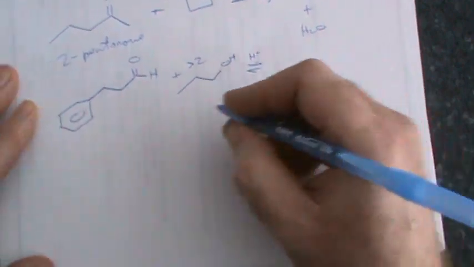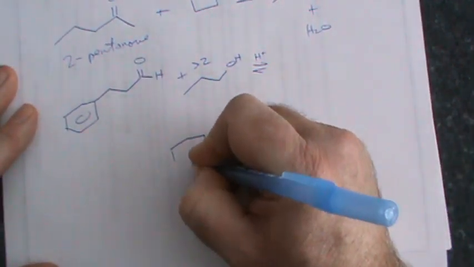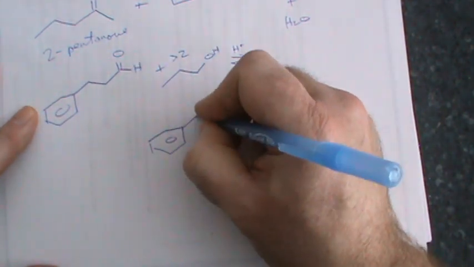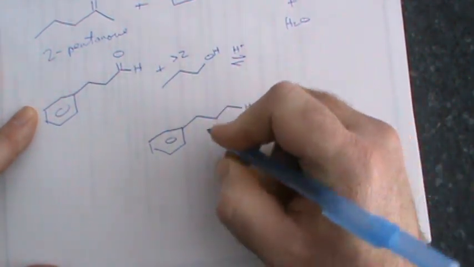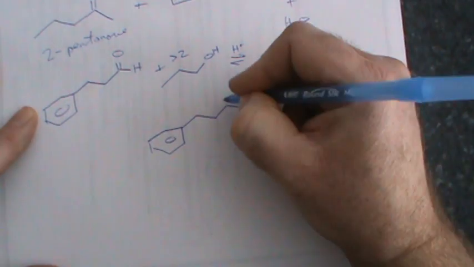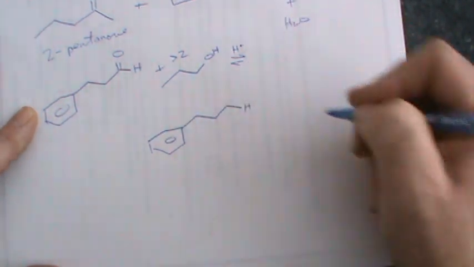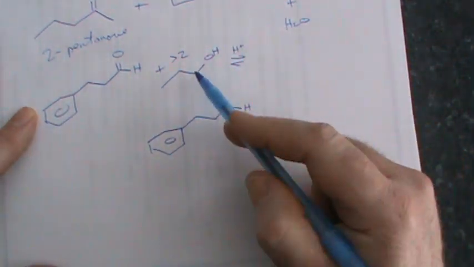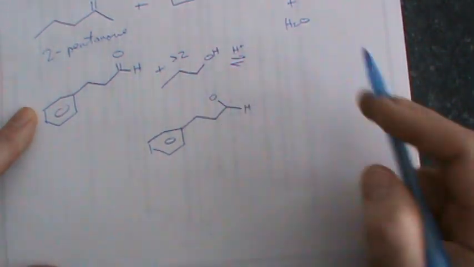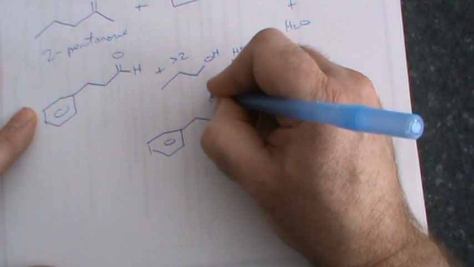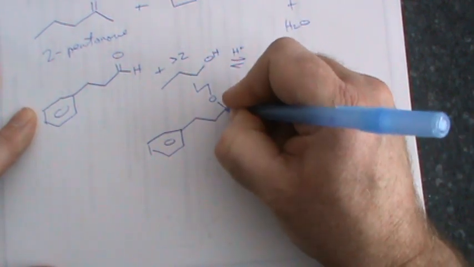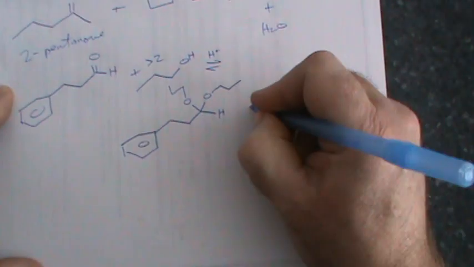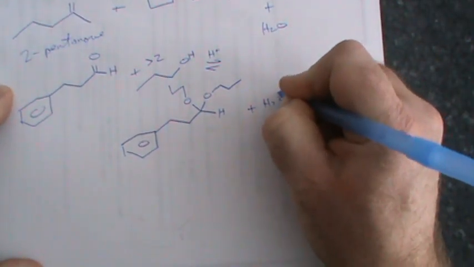What's that acetal going to look like? I'm going to draw it down here. Going to have that benzene ring, and we've still got our backbone associated with our aldehyde here. If I was drawing the aldehyde, I'd draw a carbonyl group right there, but in its place will be 2 OR groups, and this time the R is a 3-carbon alkyl unit, propyl. So there's my acetal plus H2O.